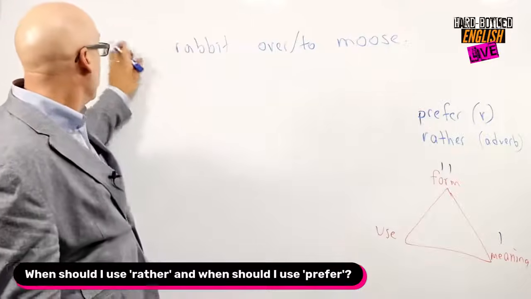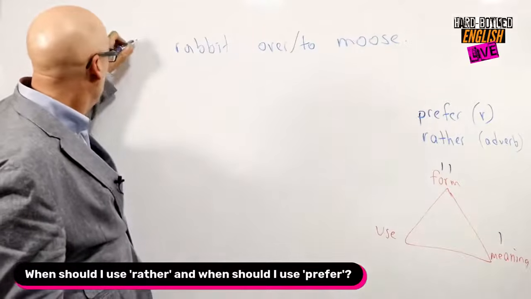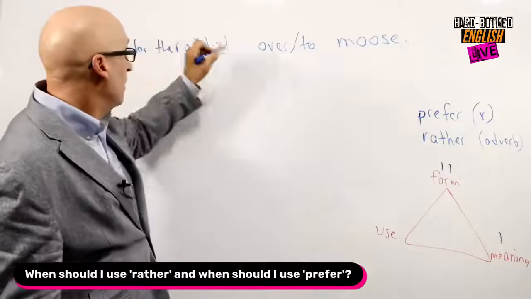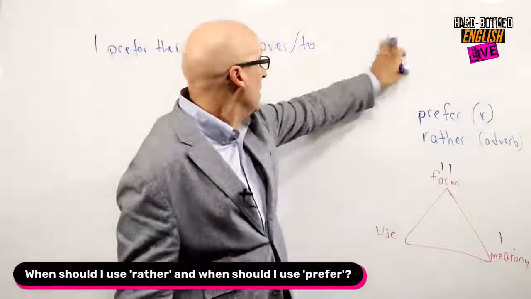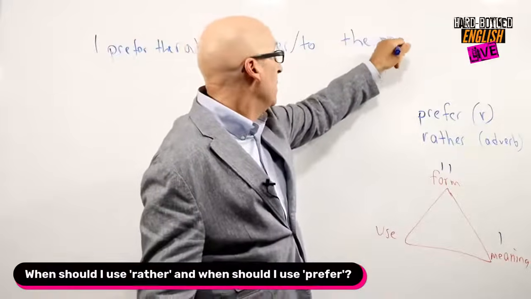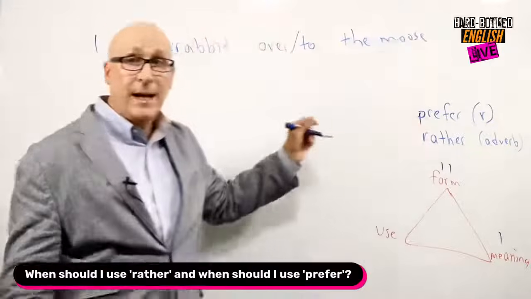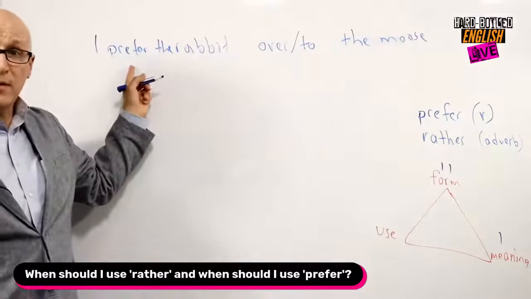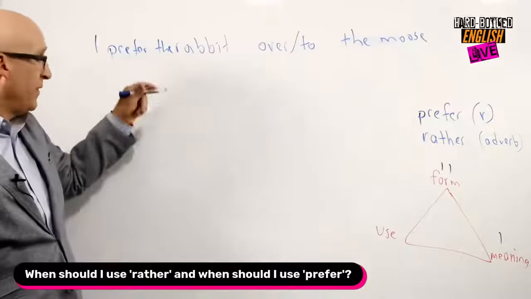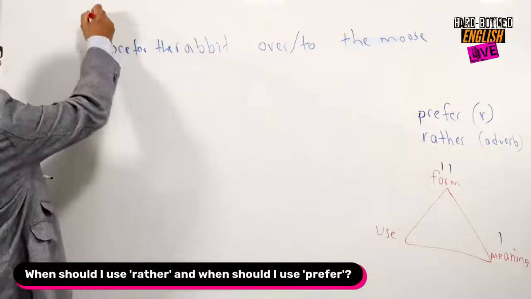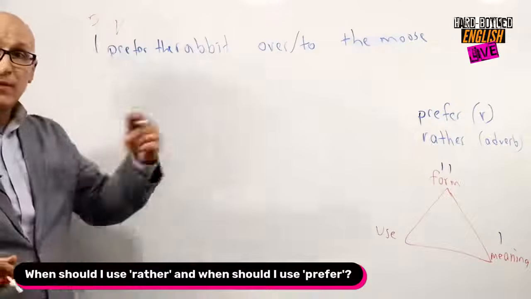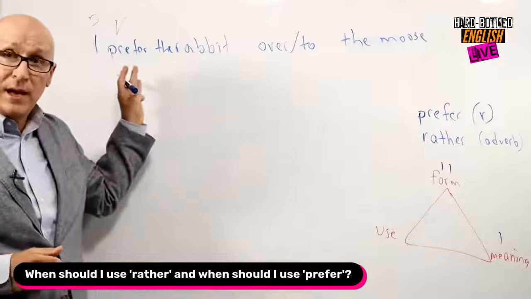Let's change this to a singular just to be clear. I prefer the rabbit over the moose. Okay? Now I can't move that word because it's a verb. It needs to be there. I prefer, right? There's our subject, there's our verb. I prefer. That's the only way I can use that word.